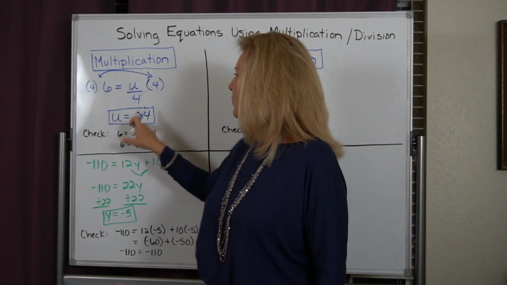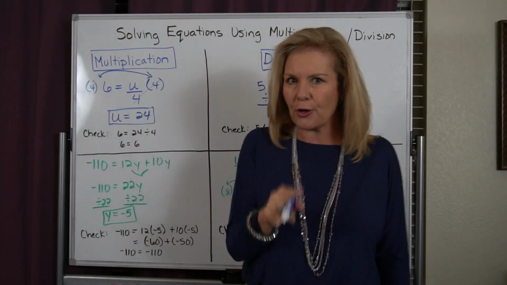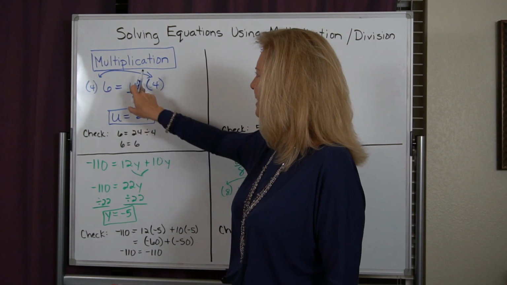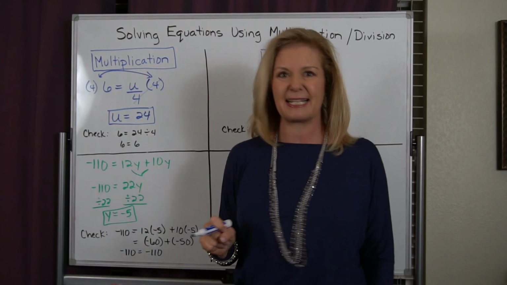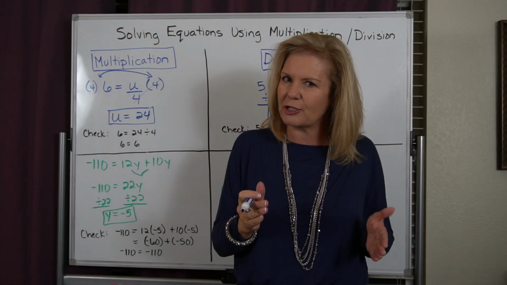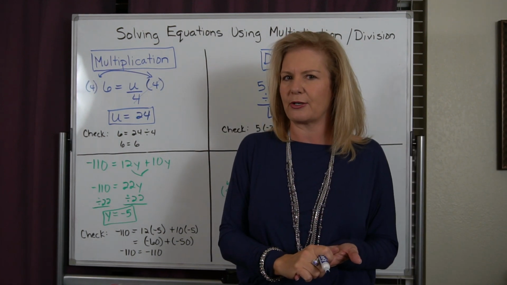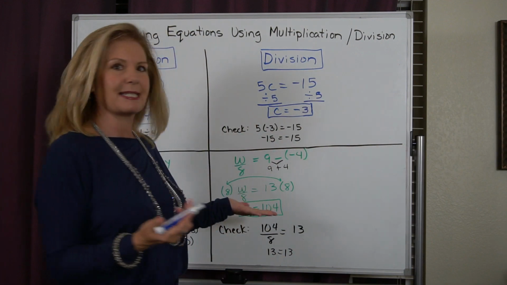Now, 6 times 4 is 24, and I know that's correct because when I plug in 24 for that variable and I divide it by 4, I see 6 equals 6, and I always do my check just to make sure that my answer is correct. Now, division works the same way.